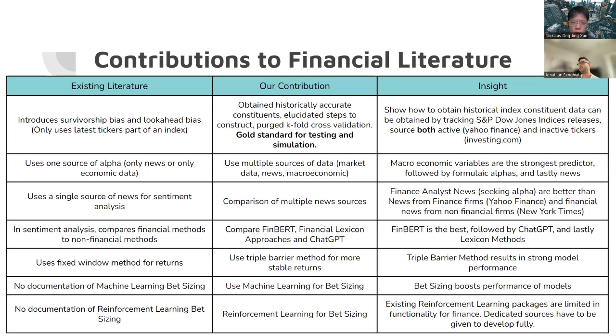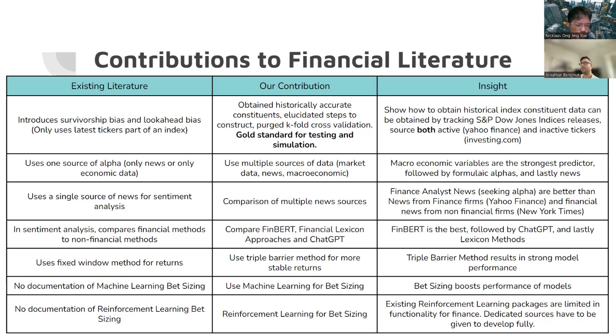We will show in our report how to obtain historical index constituent data by tracking S&P 500, the Dow Jones Index releases. We will also source both active and inactive tickers from Yahoo Finance and investing.com. Secondly, existing literature uses one source of alpha, for example, only news or only economic data. Our contribution is to use multiple sources of data. We found that macroeconomic variables are the strongest predictor, followed by alphas, and lastly, news.